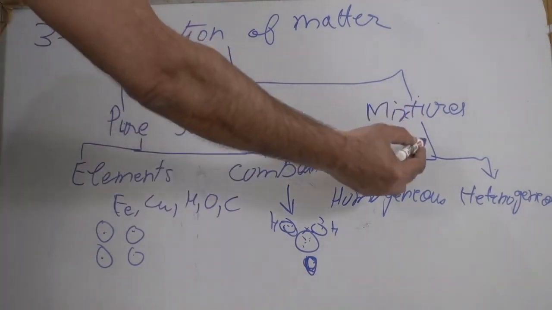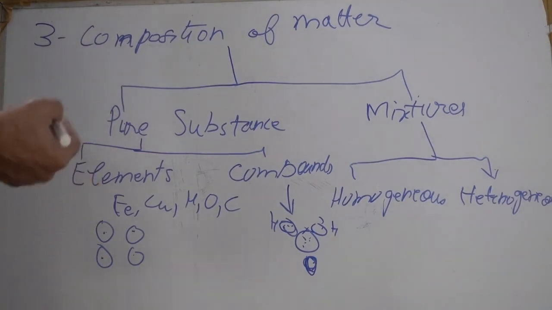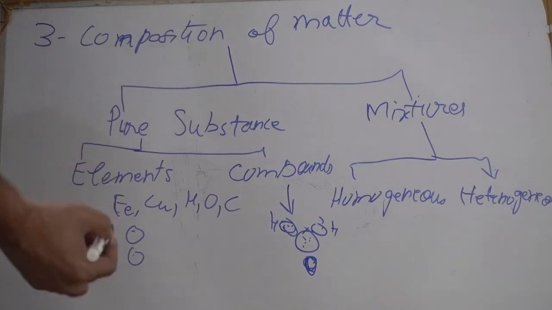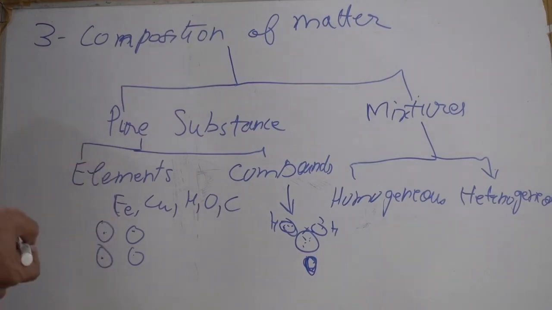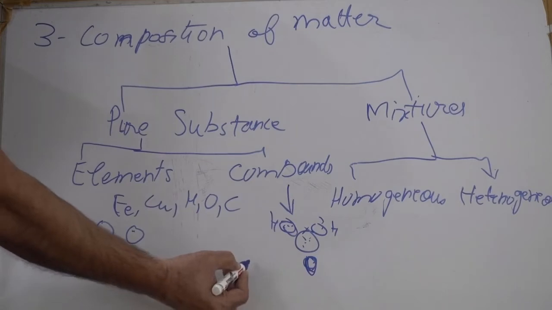Next, here are the mixtures. Mixtures means when we mix two or more substances. Those substances can be element-element, element-compound, or compound-compound. Then that's a mixture. That mixture can be homogeneous. Homogeneous means the composition is the same throughout, and this composition is like this.